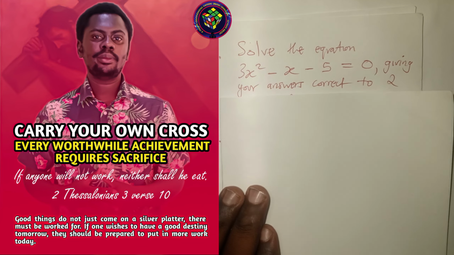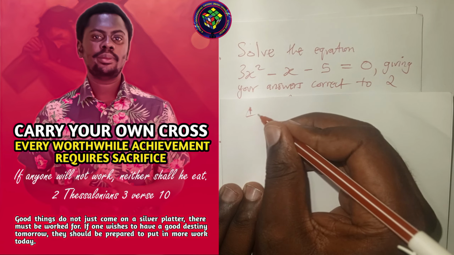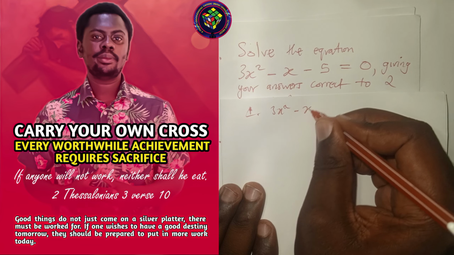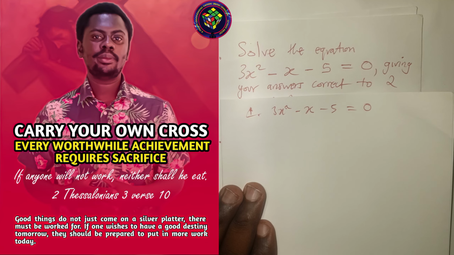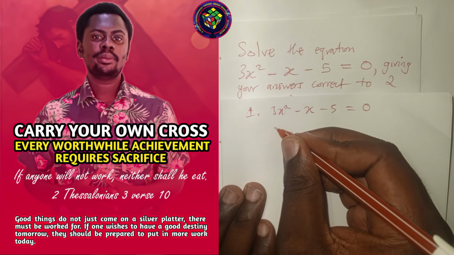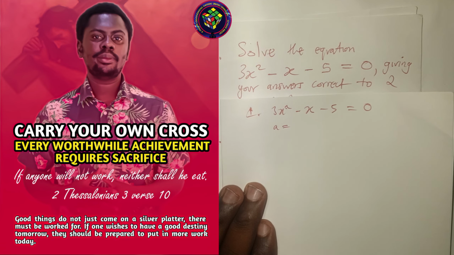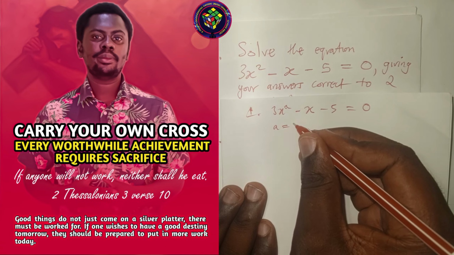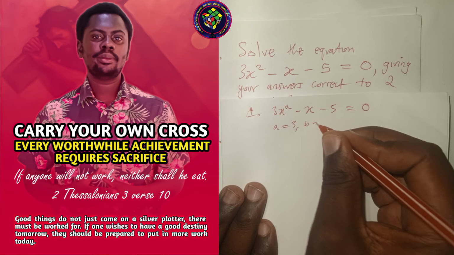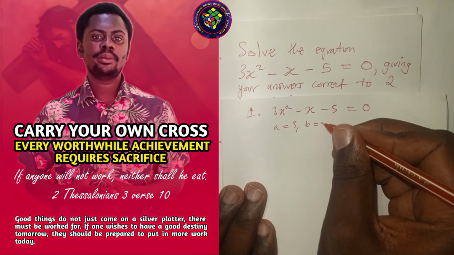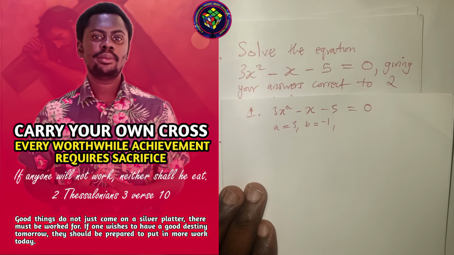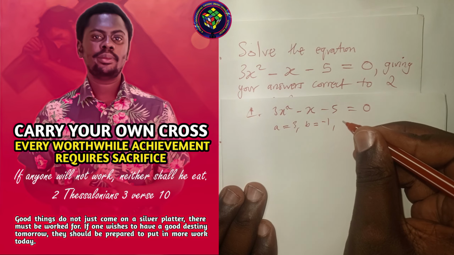So that is 3x squared minus x minus 5 is equal to 0. First step, always determine the values for a, b, and c. a is the coefficient of x squared, and it is 3. b is the coefficient of x, and it is minus 1. c is the term independent of x, and we can see it's minus 5.